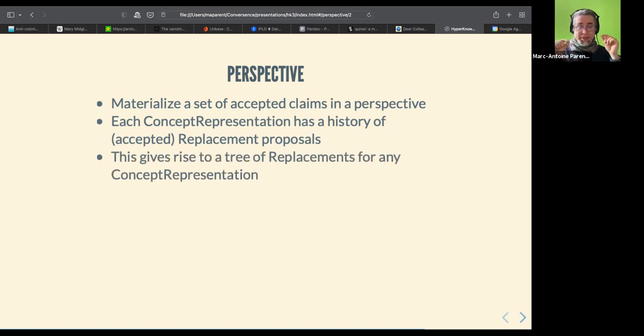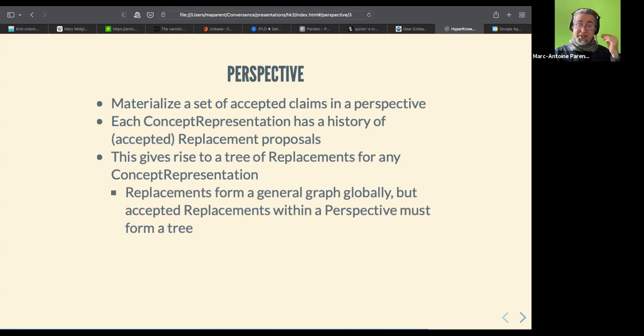So for any concept representation, you have a tree of this can be replaced with that. And I say it's a tree because there may be uncertainty. Oh, it could be this one or that one. Now, in general, replacements form a general graph. It doesn't even have to be acyclic, because some people may say A is better than B, B is better than A. But the idea of a perspective is that because we have the notion of acceptance, we can add constraints.